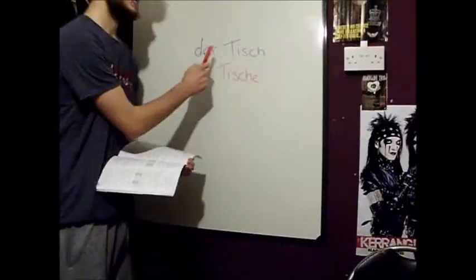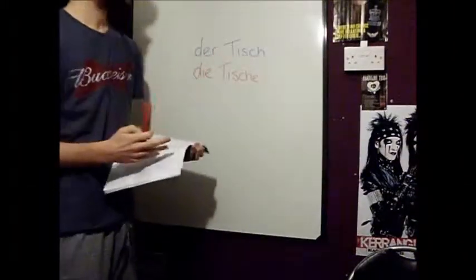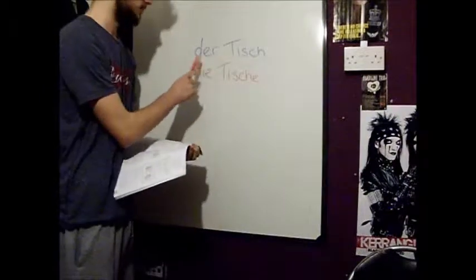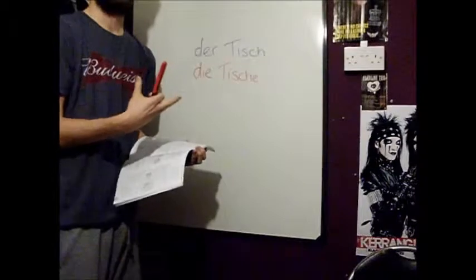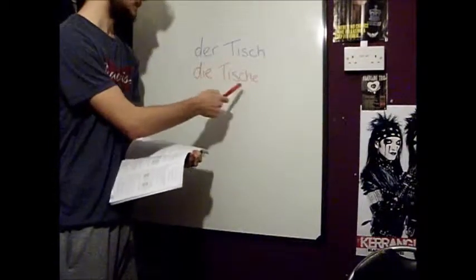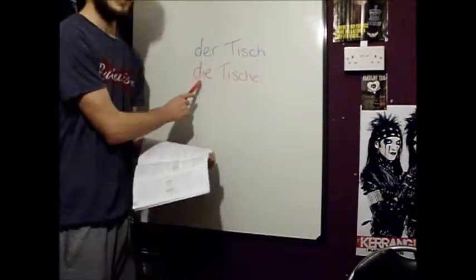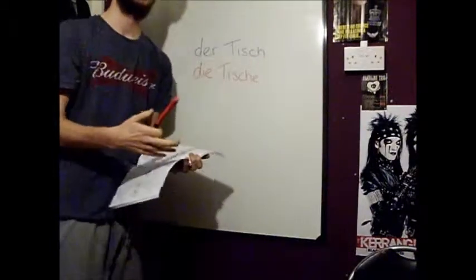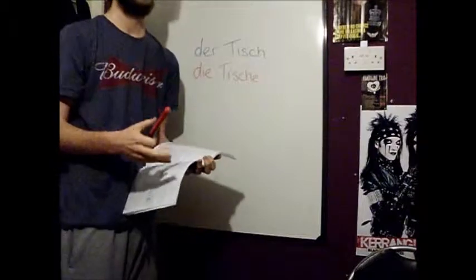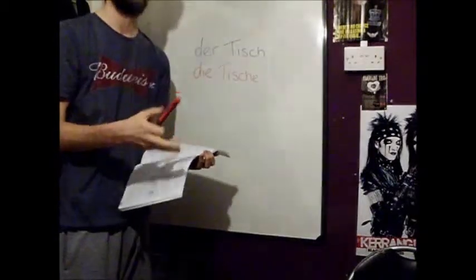Right, der Tisch, it means the table, and it's a masculine noun because it has der in front of it. When it becomes a plural noun, the der becomes die, and Tisch becomes Tische. So an E is added on the end. So that's quite a simple way of a singular noun turning into a plural noun.